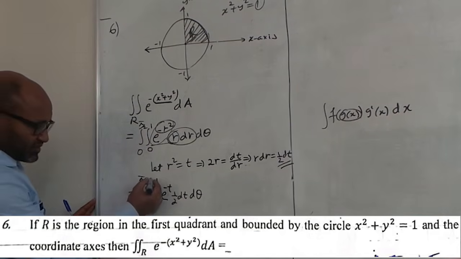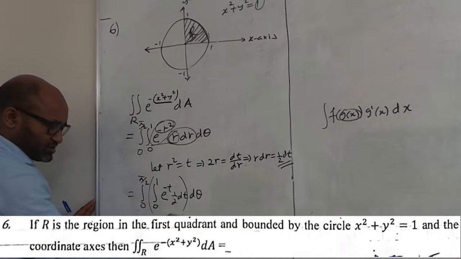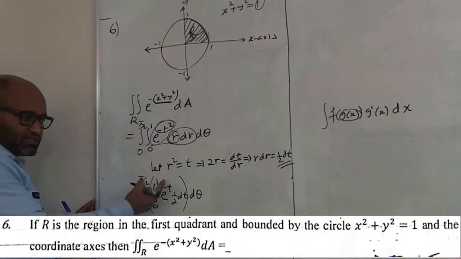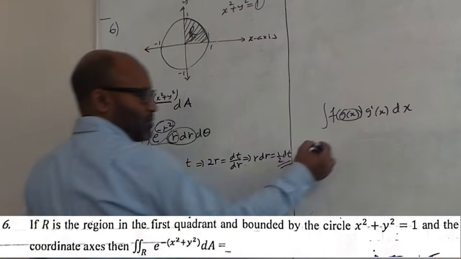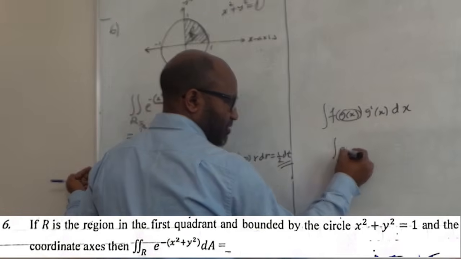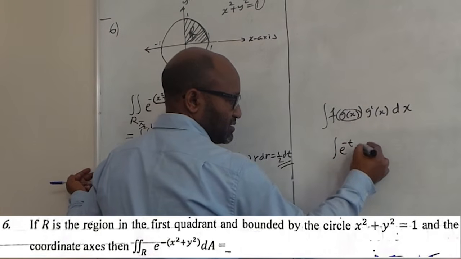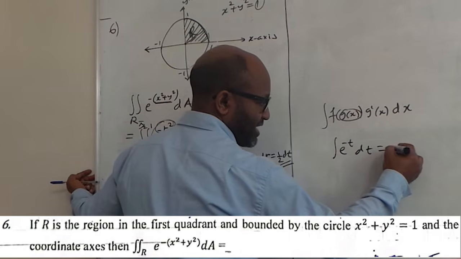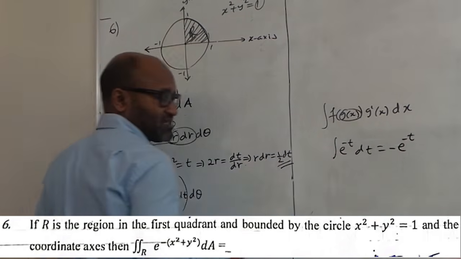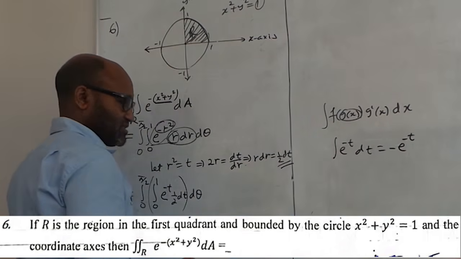Now by iteration, first we need to do the integration for the variable t. The integral of e to the power of minus t. What's the integral of e to the power of minus t dt? Minus e to the power of minus t.